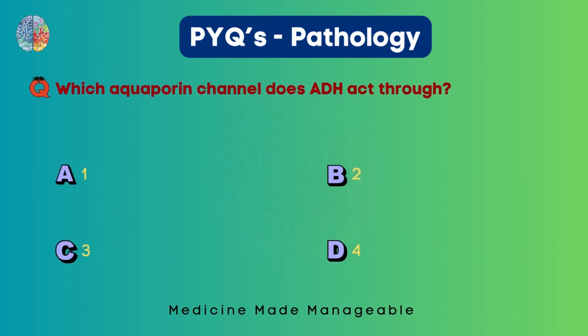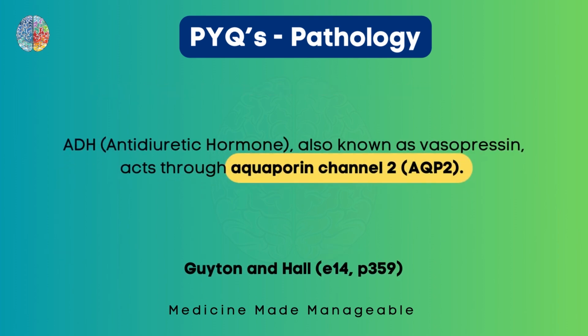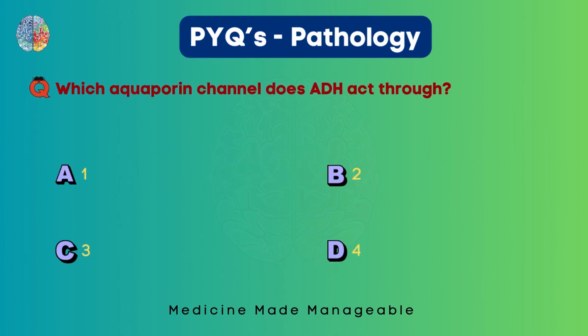Which aquaporin channel does ADH act through? Is it 1, 2, 3 or 4? So I'll put up a direct quote from Guyton and Hall which says that ADH acts through aquaporin channel 2. So our correct answer here is B.